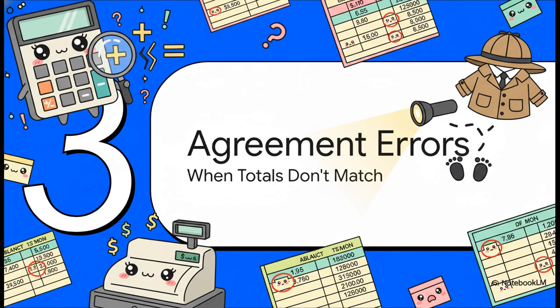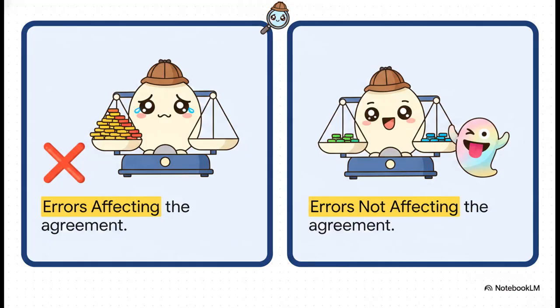Section 3, Errors Affecting the Agreement. But what happens when you tally it up and those bottom numbers don't match? This is where the detective work kicks in. We have to separate mistakes into 2 buckets. Errors that actually break the trial balance agreement, meaning the totals literally won't match, and hidden errors that completely bypass the system. Let's look at the ones that break the balance first.